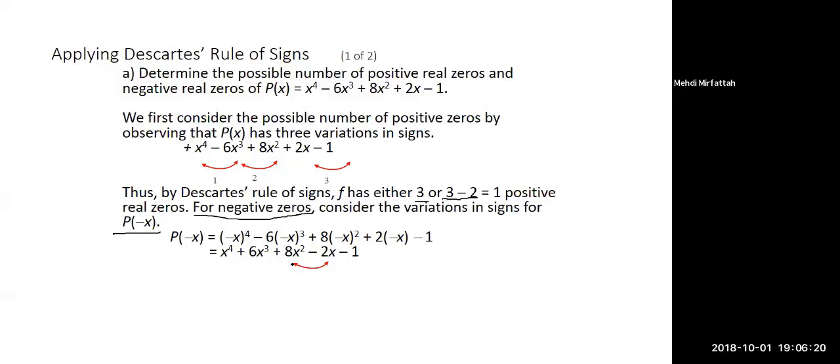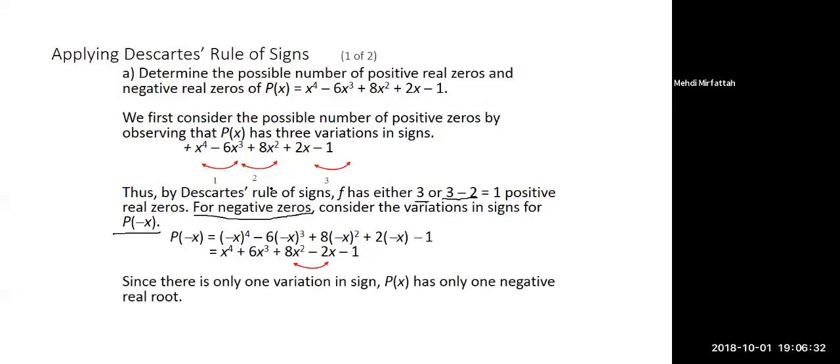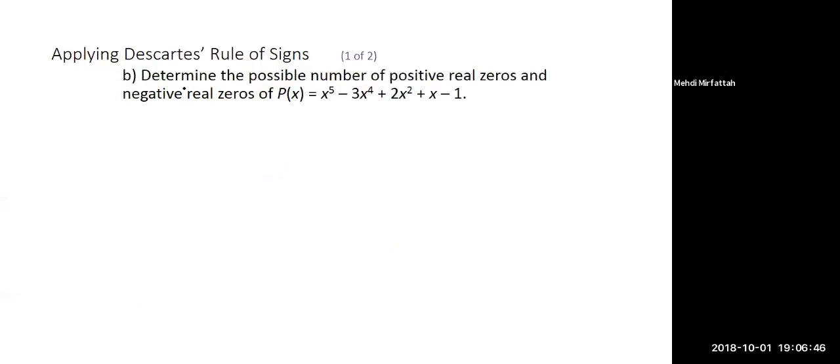Now when you do that, you notice that the first to second doesn't change sign. Second to third doesn't change sign. The only time you change sign would be from third to fourth. It's only one time. Since there's only one variation in sign, p of minus x has only one negative real root. So we want to determine the possible number of positive real zeros and negative real zeros for this.